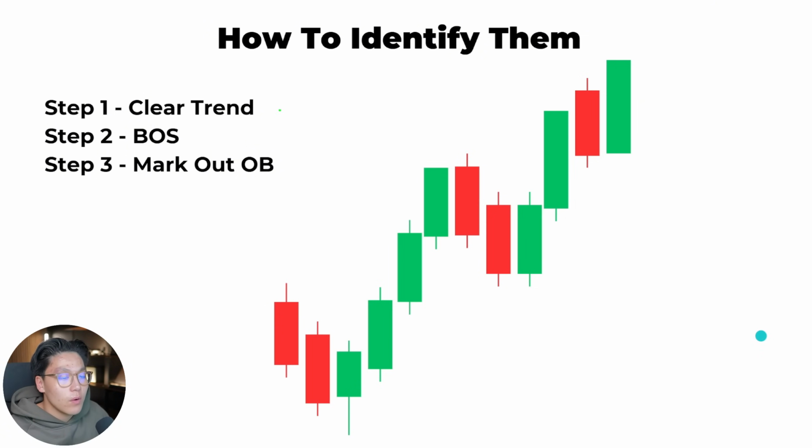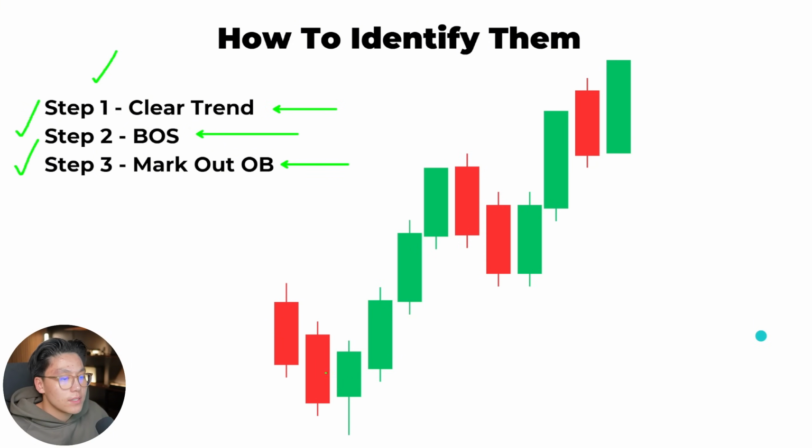So the first thing that we want to look for is a clear trend in the markets. A clear trend is very important in identifying these order blocks because we don't want to be trading order blocks when the market is in a range. What we want to wait for is a clear trend. Number 2 is a break of structure. Once we have step 1 and step 2 checked off, then we can go on to step 3, which is to mark out our order block.